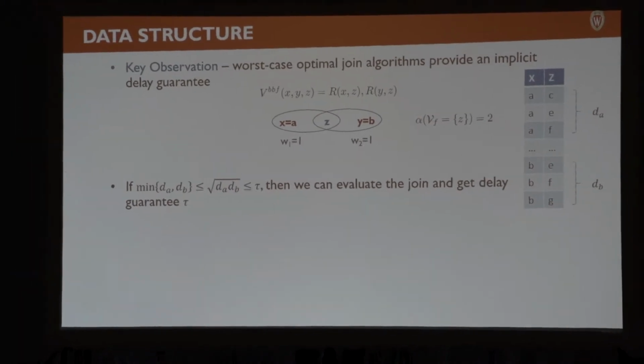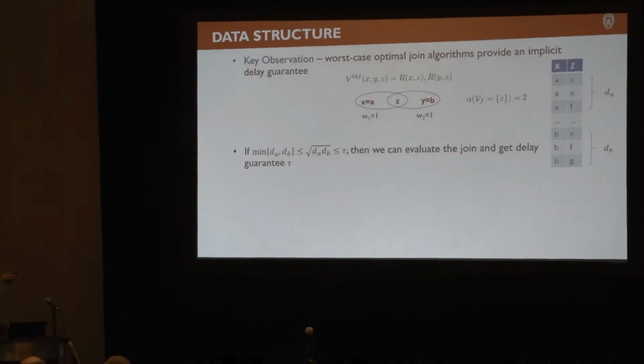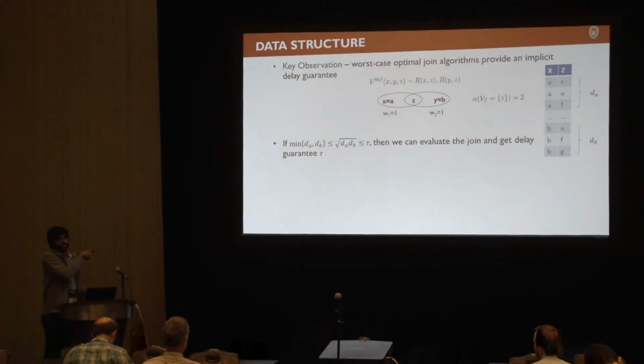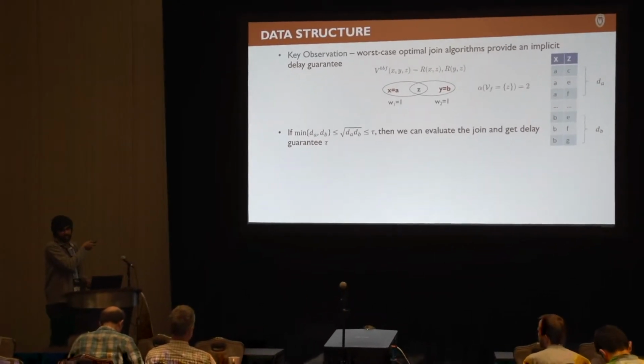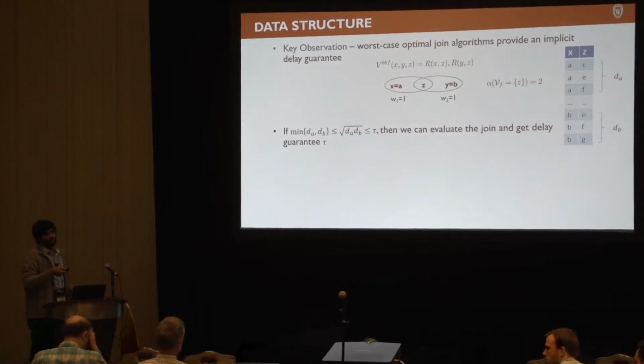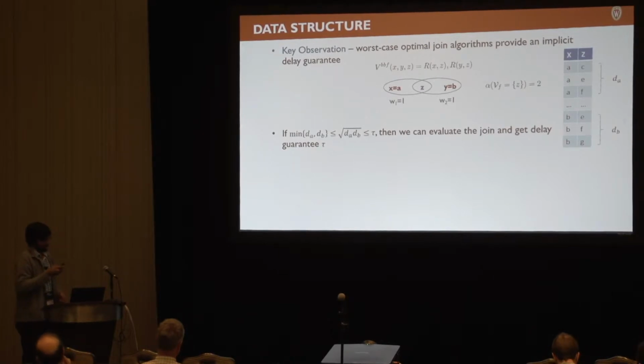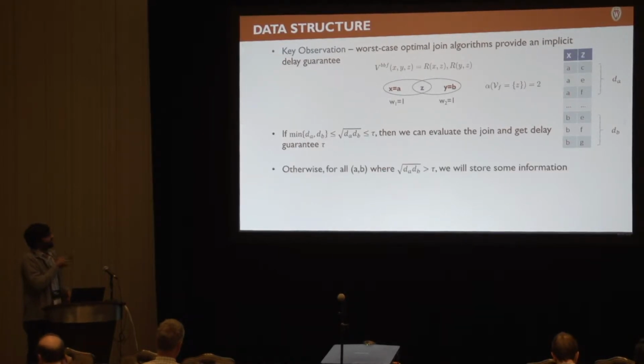So if the mean of dA dB, which is smaller than the square root of dA dB, and if this quantity is smaller than tau, then we will get our tau delay guarantee. Because in worst case time tau, I will find out the output, or I can declare that there is no valid output. However, if for any AB the square root of dA dB is greater than tau, then I will have to store some extra information.